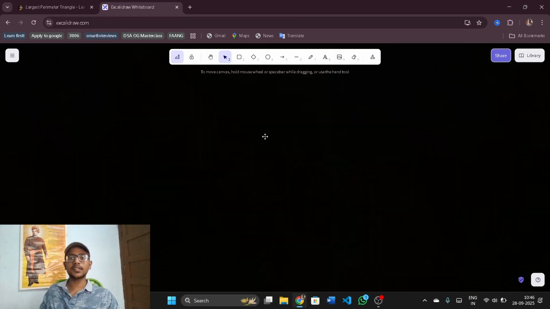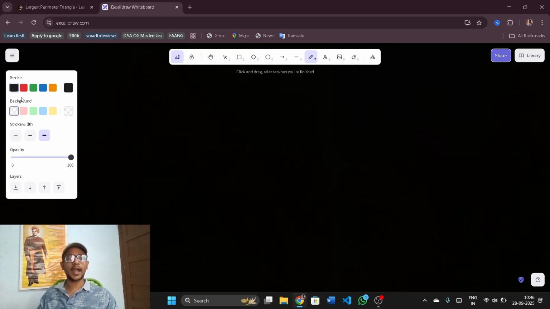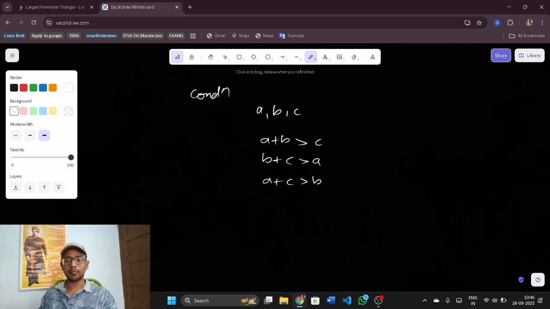Let us see what is the condition to form a triangle. If A, B and C are the lengths of the sides of a triangle, then A plus B must be greater than C, B plus C must be greater than A, and A plus C must be greater than B. So these three conditions need to be met. If these conditions are met, then only we can form a triangle with these three lengths A, B and C.